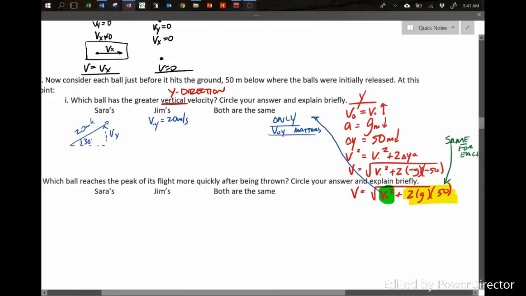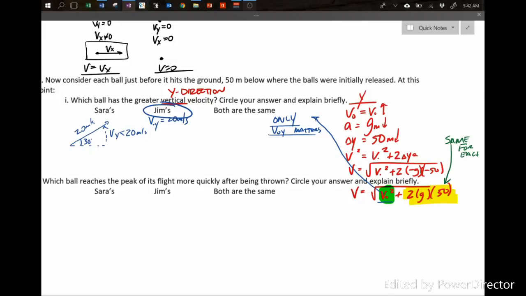So we can figure out what her velocity in the y is, but really, it's just important to know that because 20 is the hypotenuse of that little triangle, her velocity in the y direction is less than 20 meters per second. So Sarah's ball has a smaller vertical velocity to begin with, so she's going to have a smaller vertical velocity to end with. Jim gets to win this one. Jim has a greater vertical velocity at the end because he started off with a greater speed.